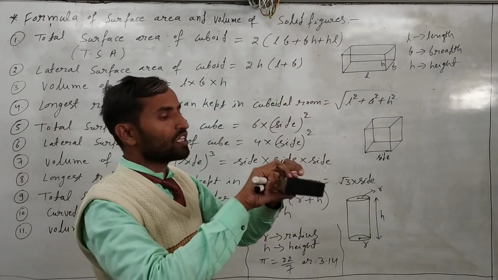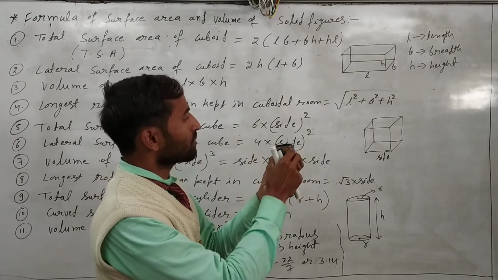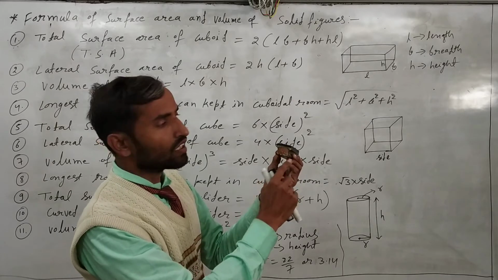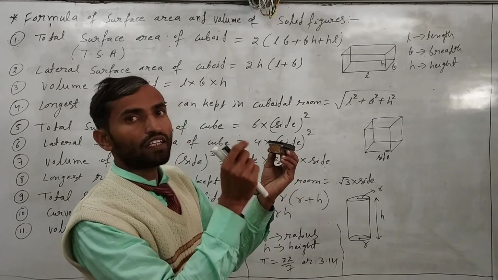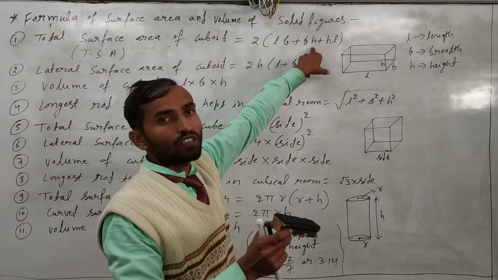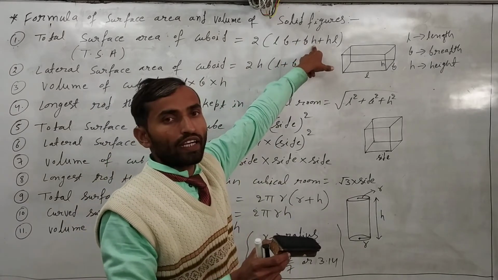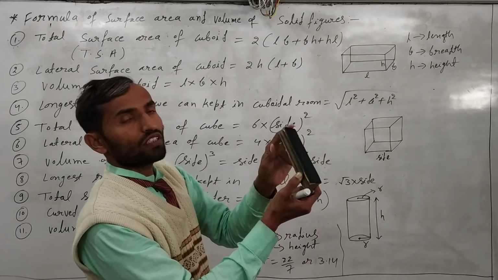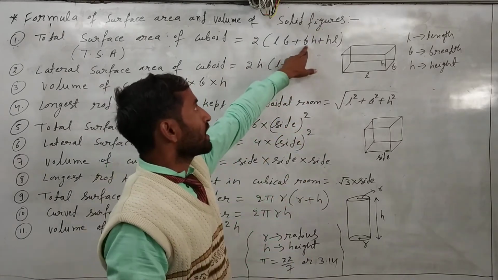Next one, BH. BH means this one, breadth and height. This one is also rectangular, so the area of a rectangle is L into B, but in place of L there is B, and in place of breadth there is height. Again, opposite of this one more surface is there. That's why 2 times again it will come.